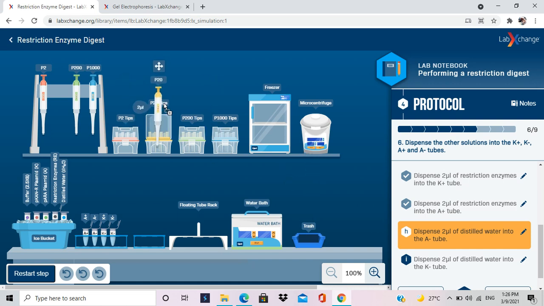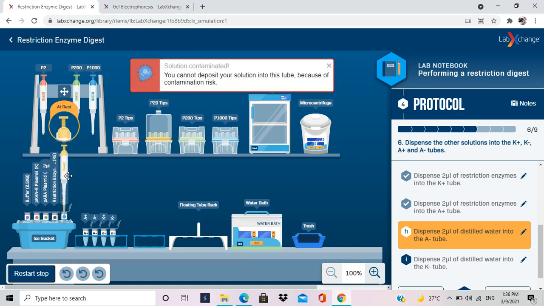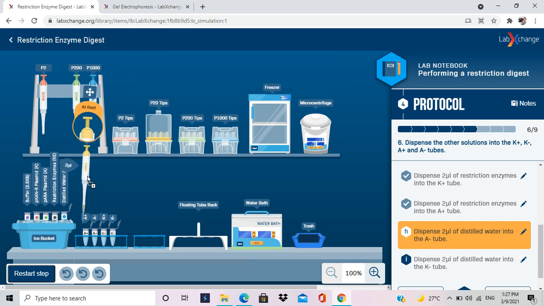And after that, I attach the tip again and draw up the distilled water for the A negative tube and K negative tube.